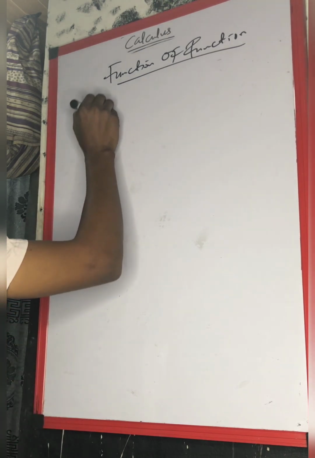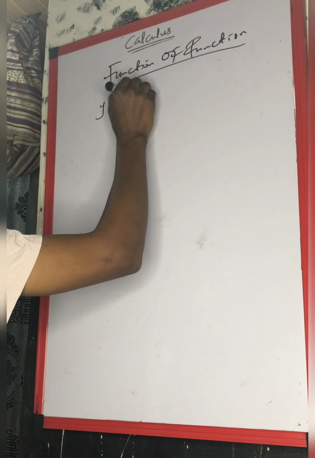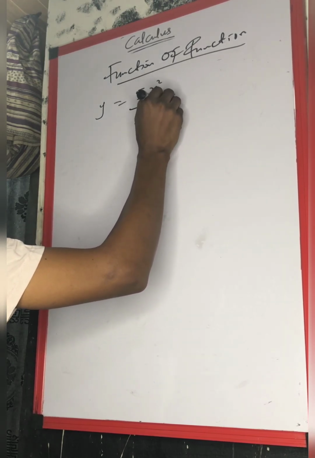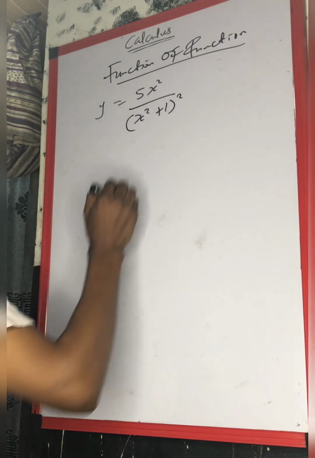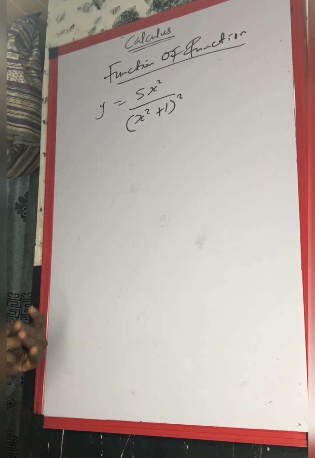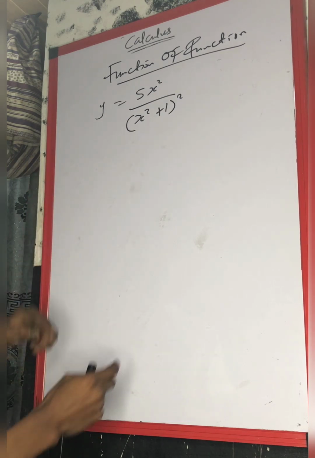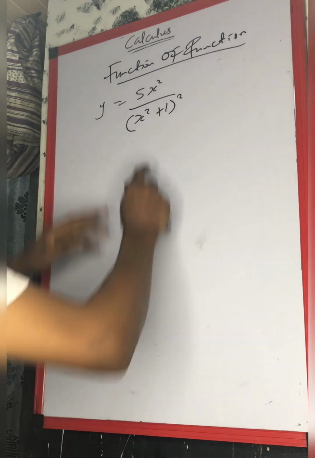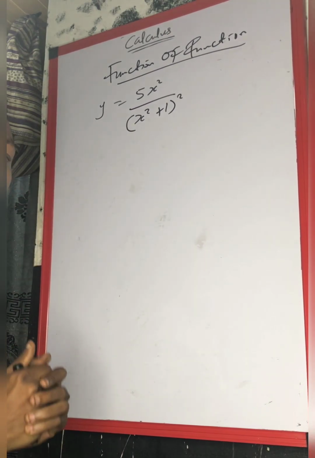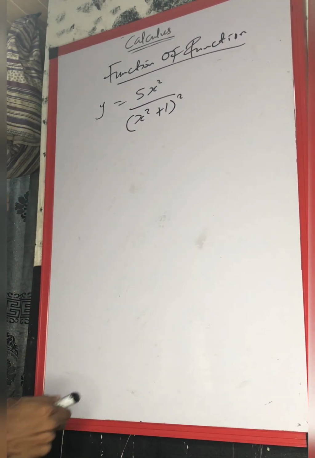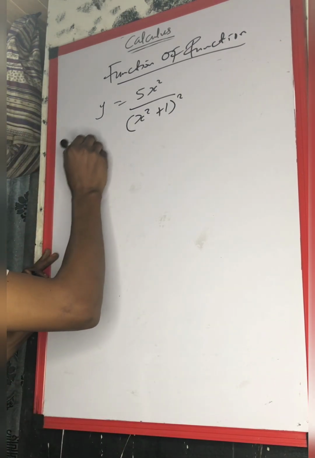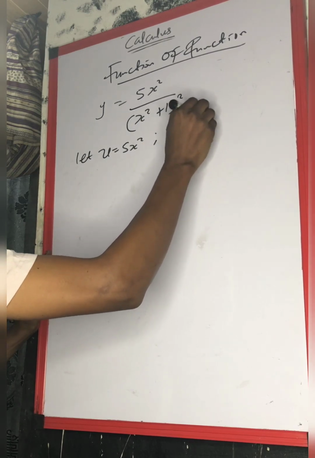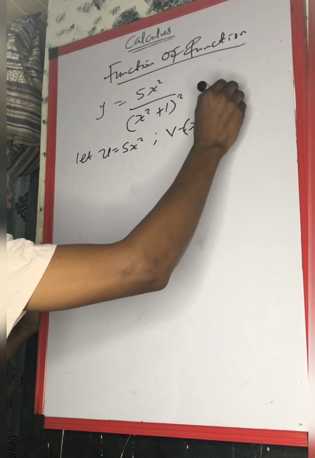If I give you y equals 5s squared all over s squared plus 1 raised to power 2, you can see inside this we have how many rules? Two. Division there makes it the quotient rule, which is the general rule there. Then only the denominator is a function of a function. So what you do, you can say let u equals 5s squared and let v equals s squared plus 1 raised to the power of 2.